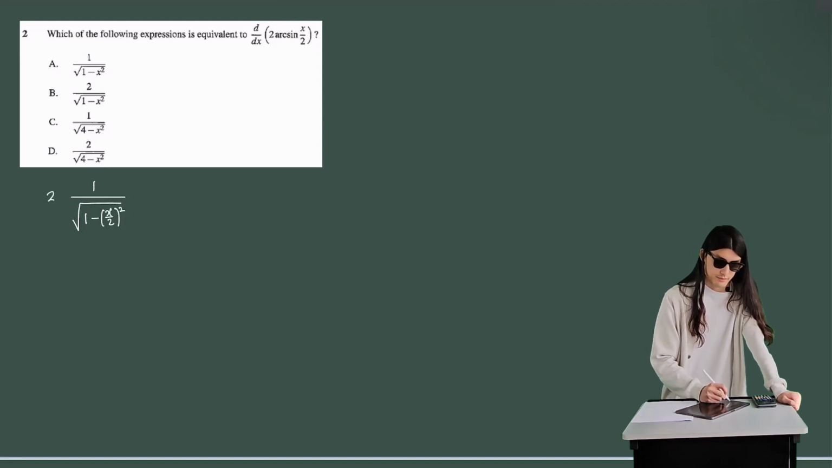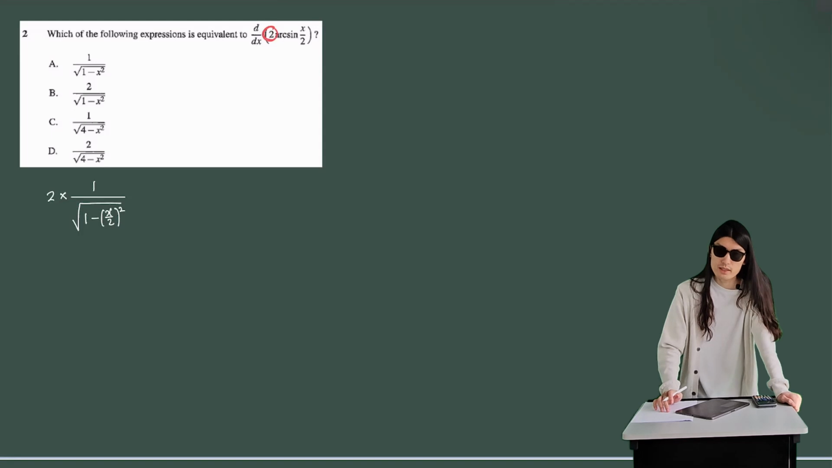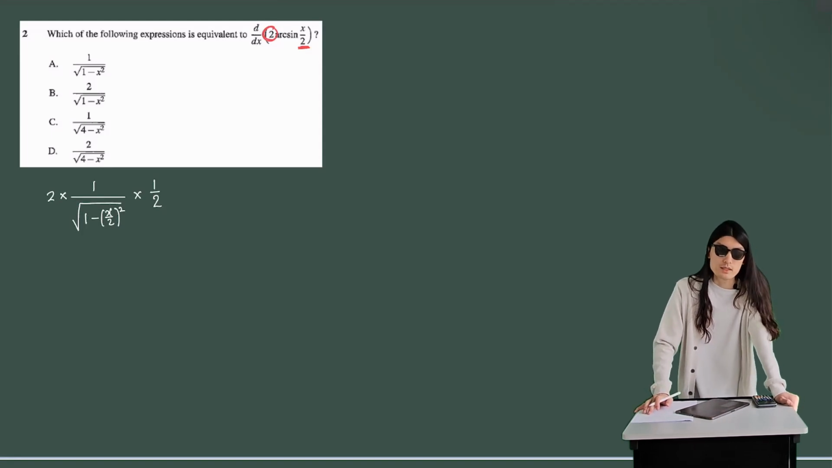I also had 2 at the front that needs to be multiplied in the derivative as well. And I also need to multiply this by half. And half here is the derivative of x on 2, isn't it? Essentially, I'm applying chain rule.